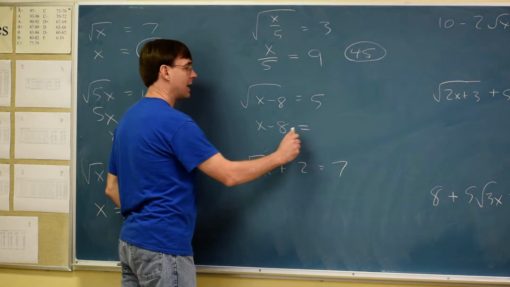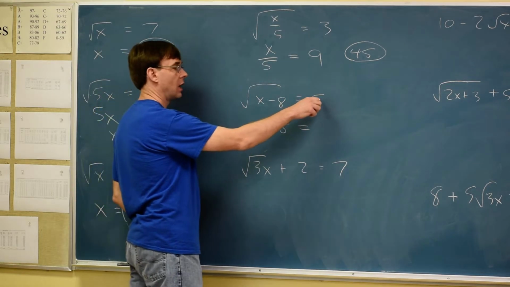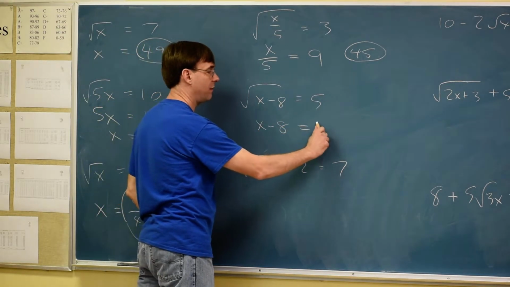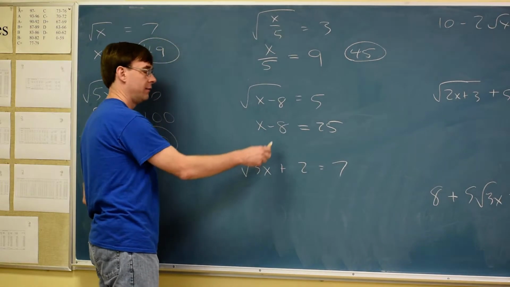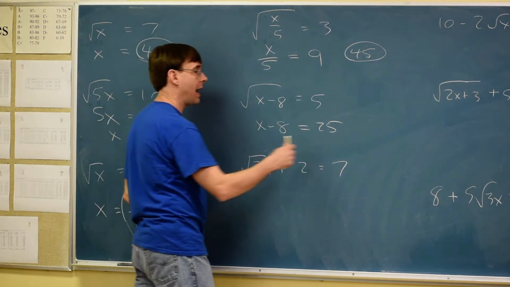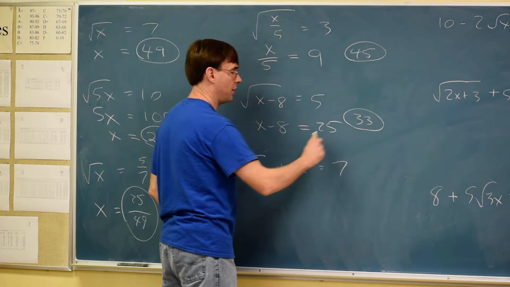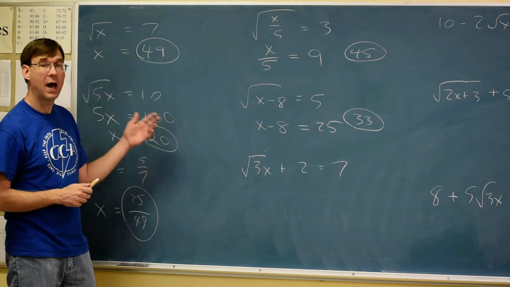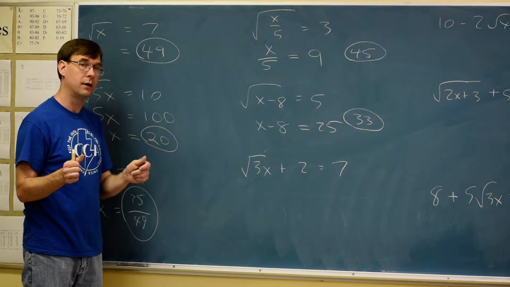This, we get x minus 8 surviving. On the right side, square 5. 5 times 5 is 25. Since that's subtracting, I'm adding, and I come out with 33. If the radical's alone, you can square right away.